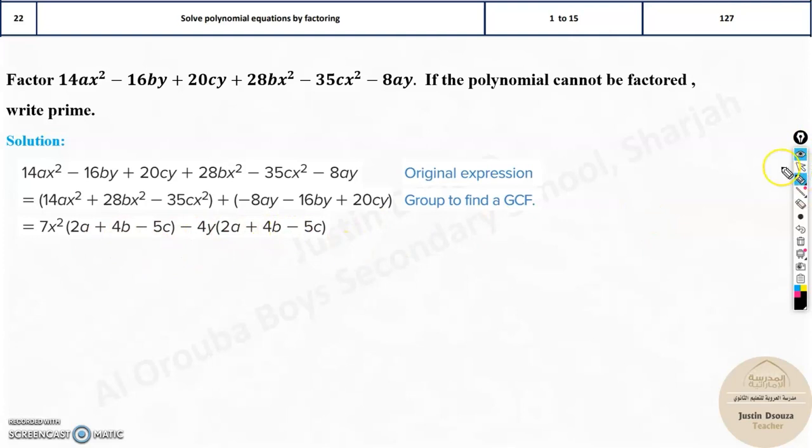Now you can see these two terms are absolutely the same, only the inner terms, the coefficients, are different. So basically you're removing the same terms again. The minus sign divides the two parts. And now when you remove this common term, what is remaining? 7x squared minus 4y. And over here we have 2a plus 4b minus 5y.